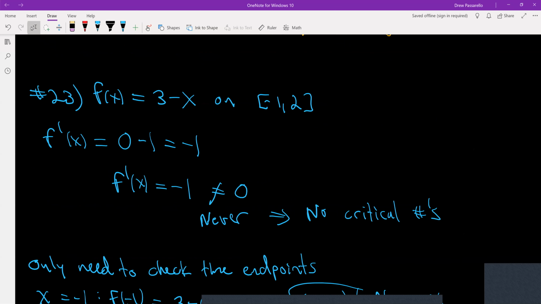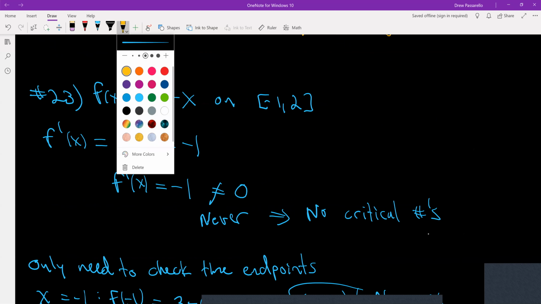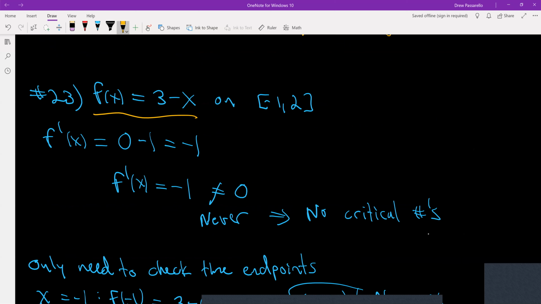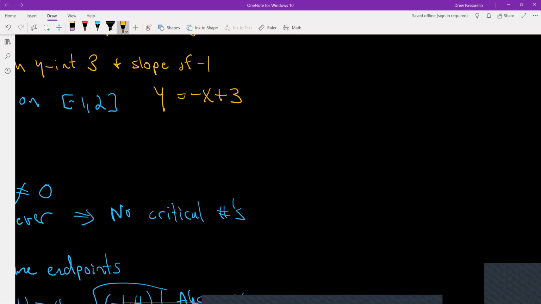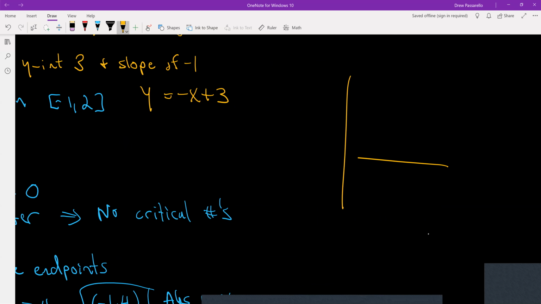What this is, is a line. So this is a line with y-intercept 3 because of the 3, and slope of -1. Right, because we would write it as y equals -x plus 3 in slope intercept form. And so knowing that's what it is, you can sort of visualize.